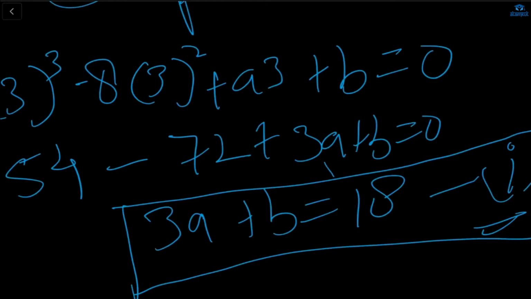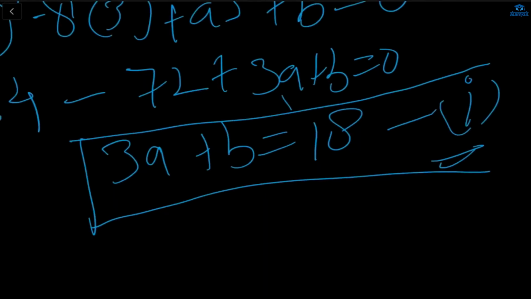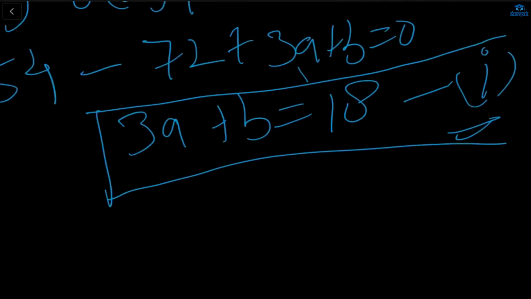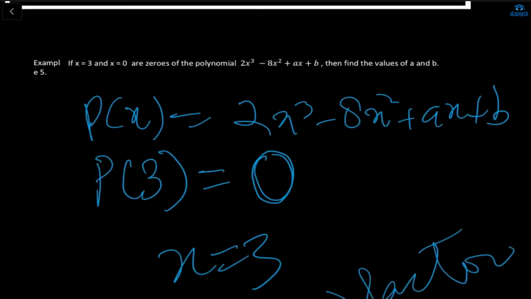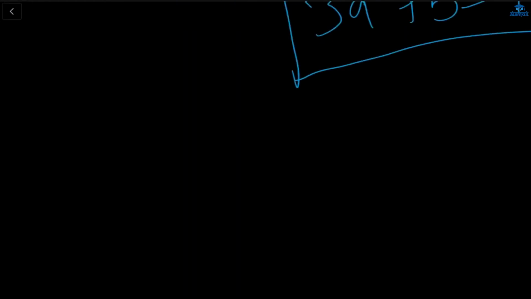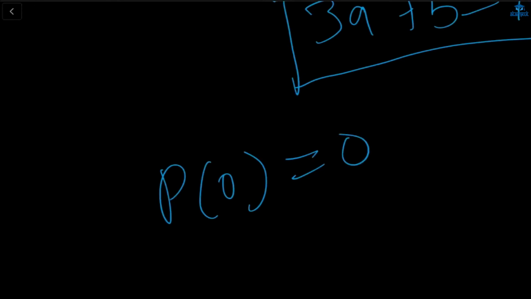Okay, let me explain. Wait, I'll solve for everybody, then I will check. Okay, 3A plus B is equal to 18, the first equation that we got here. Understood everybody? Now the second condition is again given to you in the question. If you see, the second zero is x is equal to 0. Now what will we do? Another equation we can get from here.